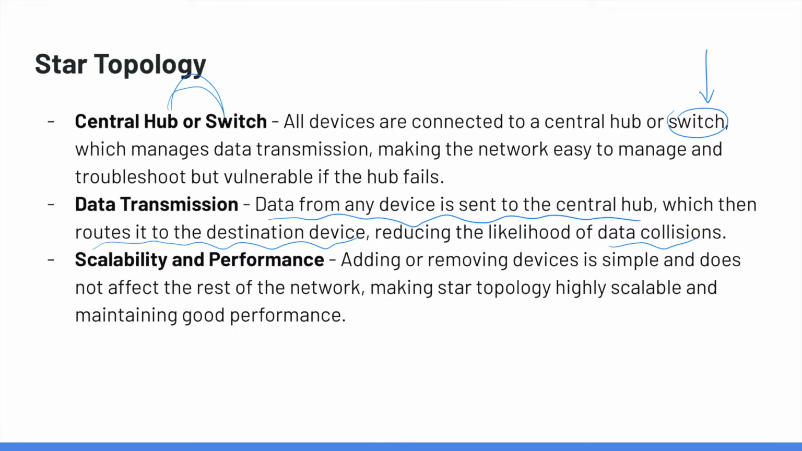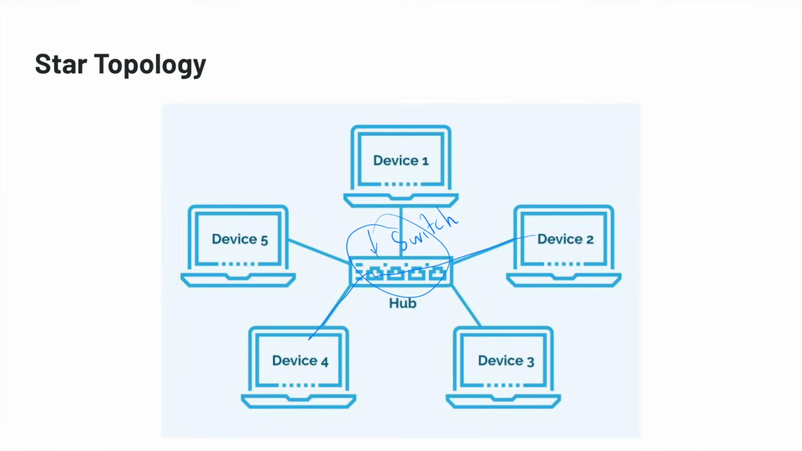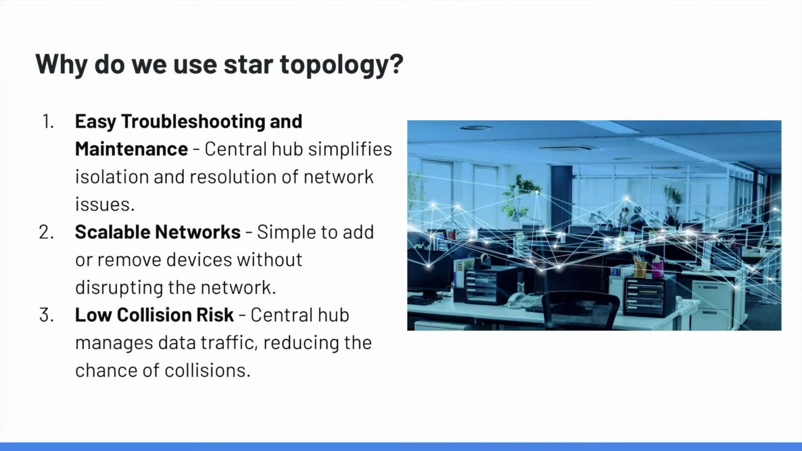In terms of scalability, adding or removing devices is really simple because you just hook them up to that central device. So we can say that star topology is highly scalable while still maintaining good performance. What's also important to note is that we can just add another device, and that device is not going to affect any of the other devices on the network. So generally, we use star topology when we want a network with easy troubleshooting and maintenance, when we don't want to spend a lot of time troubleshooting a network. We want scalable networks and low collision risk, basically strong management of data traffic when we have quite a few devices on the network.